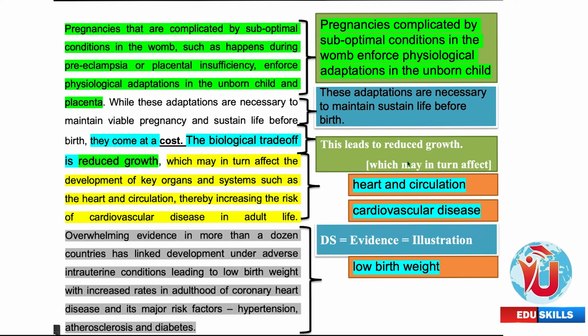So here the effect is reduced growth. The cause is physiological adaptation in the unborn child, and the real effect is reduced growth. Because of that reduced growth, the effect is heart and circulation, cardiovascular disease. Yes. Then evidence is given which may lead to low birth weight. Again, you see one more effect is given. Effects of effect. Intrauterine weight leading to low birth weight with increased rates in adulthood of coronary heart disease and its major risk factors, hypertension, and all those things.